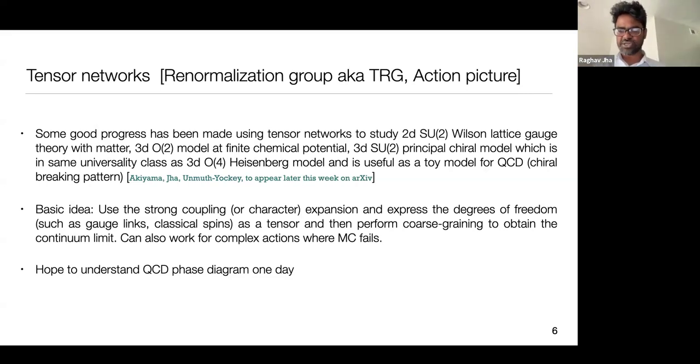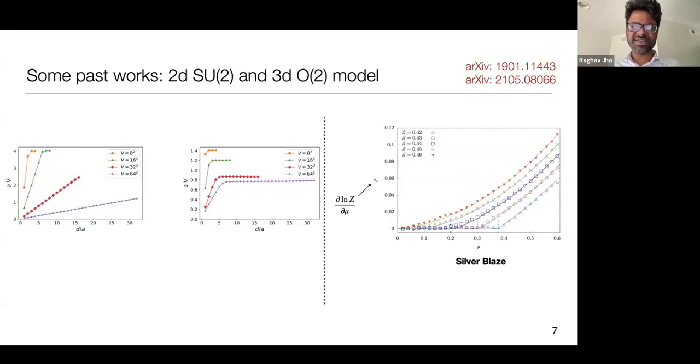So this is an alternate approach which I have also been associated with, because my research is mostly computation from both classical and quantum points of view. For classical, we use tensor networks, TRG, MPS. And for quantum, we use what I'm going to talk about in the later half of the talk. So we got some interesting results in 2D SU(2) gauge theory and the 3D O(2) model. We found some phenomena which are very hard to find using Monte Carlo results.